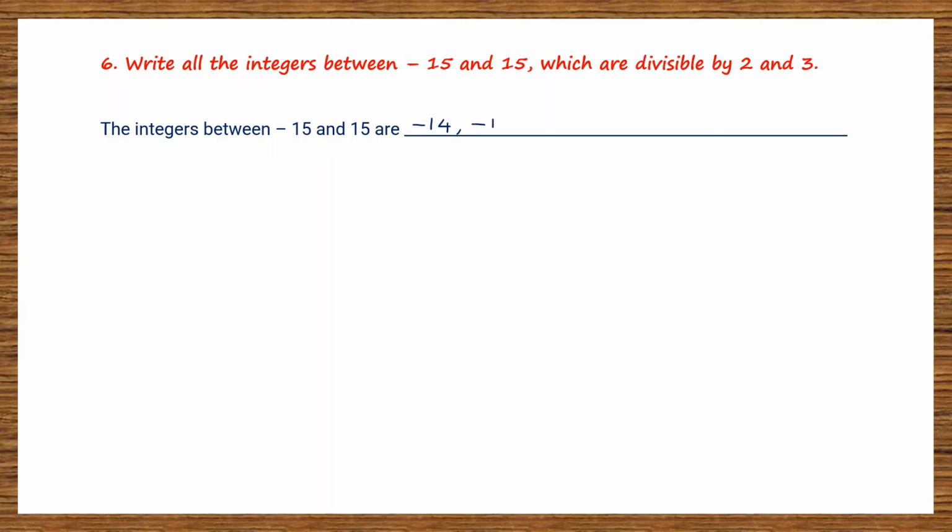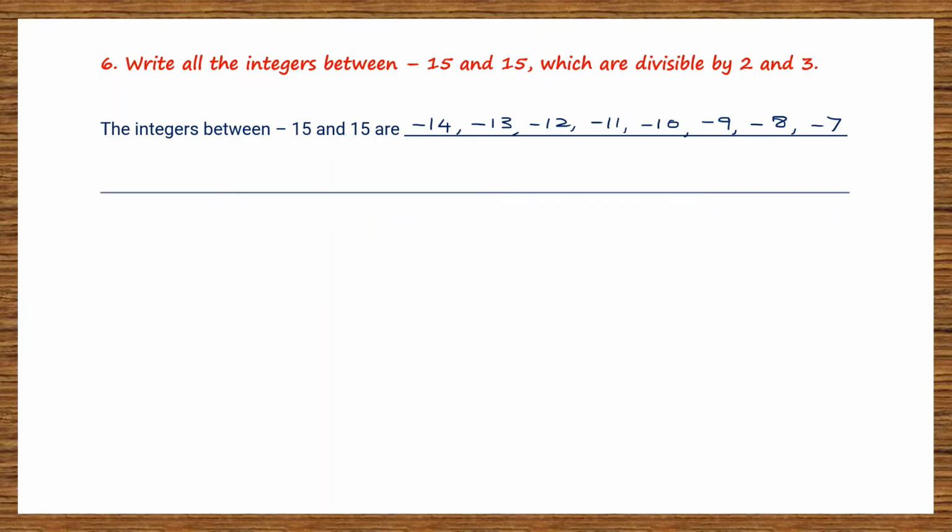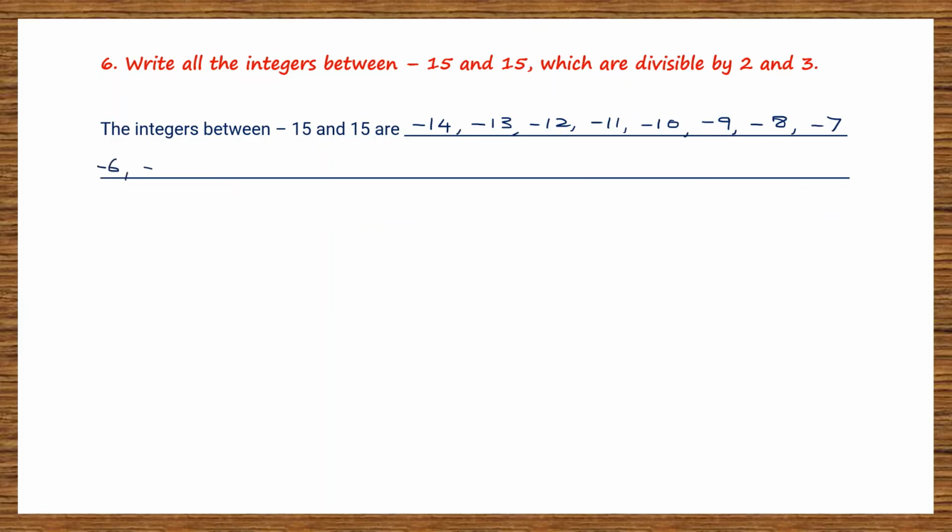Minus 14, minus 13, minus 12, minus 11, minus 10, minus 9, minus 8, minus 7. Then we write minus 6, minus 5, minus 4, minus 3, minus 2, minus 1 and 0. Then all numbers up to 14. 1, 2, 3, 4, 5, 6, 7, 8, 9, 10, 11, 12, 13 and 14.